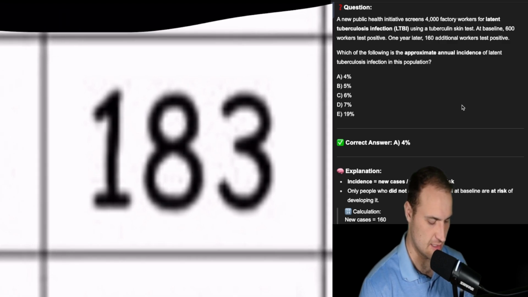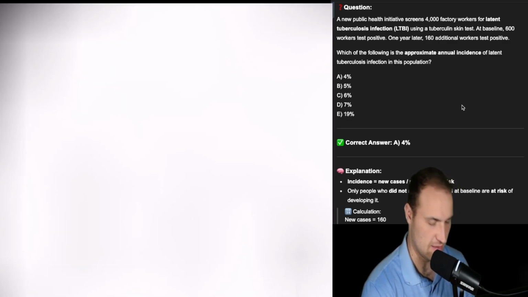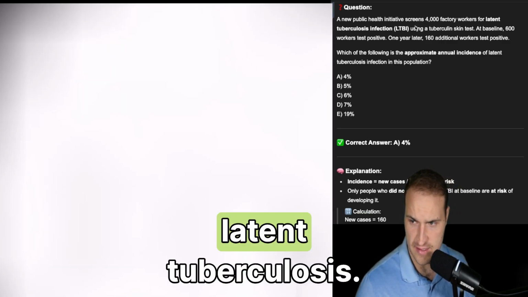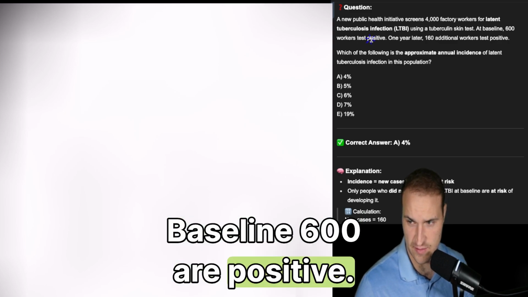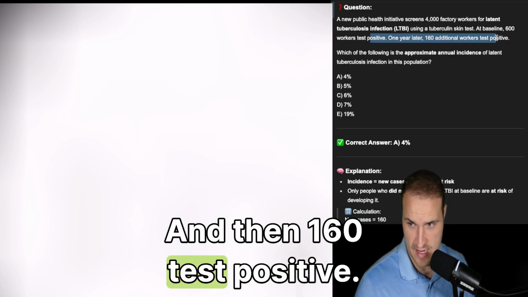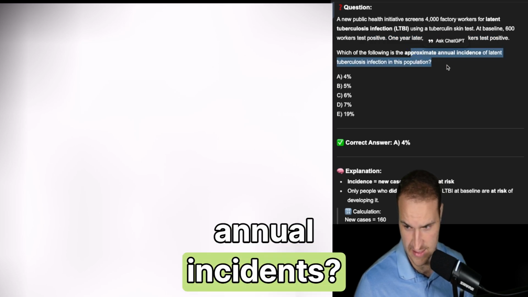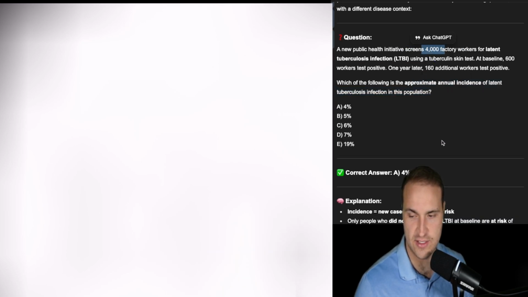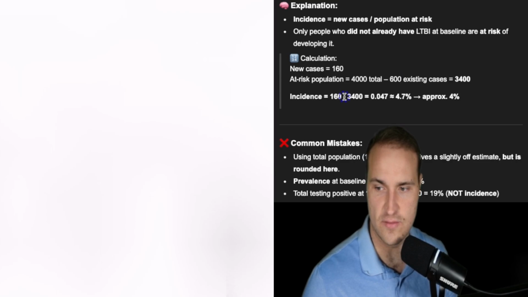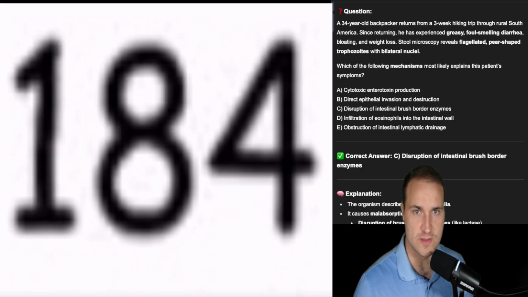All right, next question. This is going to be super simple. Just incidence versus prevalence. 4,000 factory workers screened for latent tuberculosis. Baseline 600 are positive, and then 160 test positive. What's the approximate annual incidence? So the only tricky thing is we take the 600 out of the 4,000, and that brings the total to 3,400, and then it's 160 out of those, so approximately 4%. That's the correct answer.